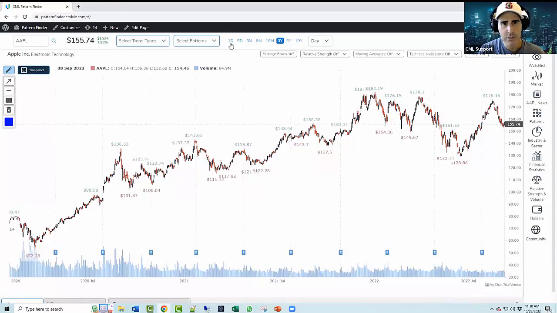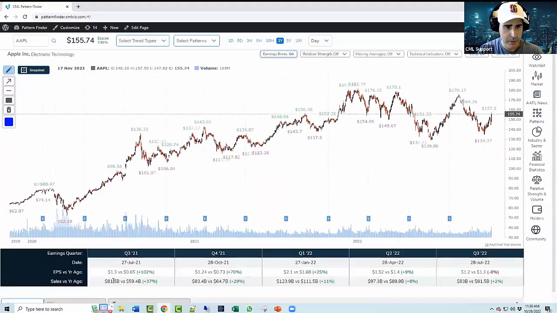These are the chart lengths, which we're going to be going through and why you would use each one: 1 day, 5 day, 3 month, daily, minute, 15 minute, hour, day, week, month, bars. We have an earnings box. So if you're wondering how the company has done with earnings, it's right here. Turn it off.